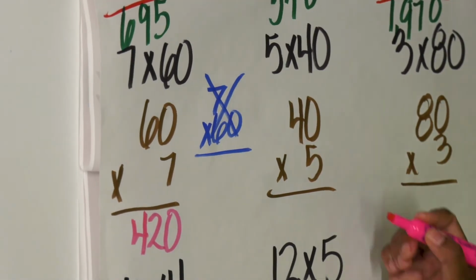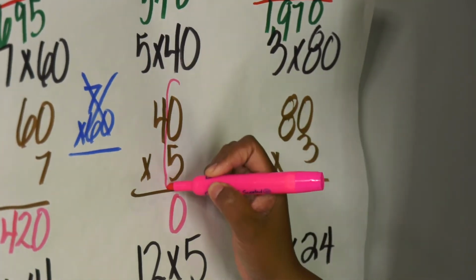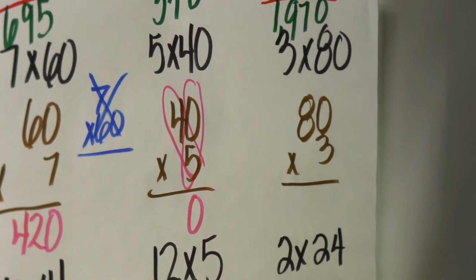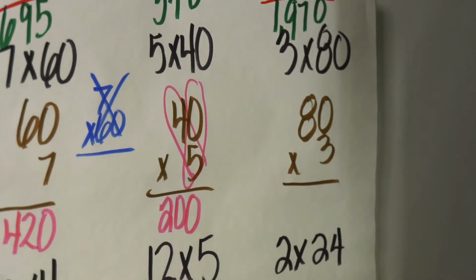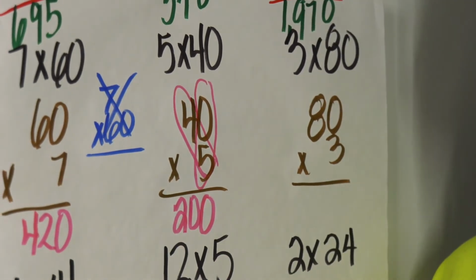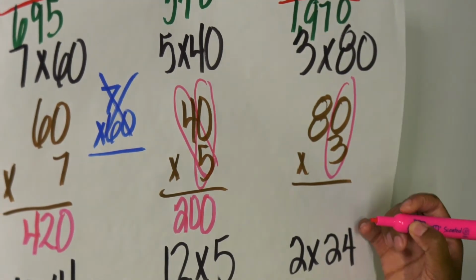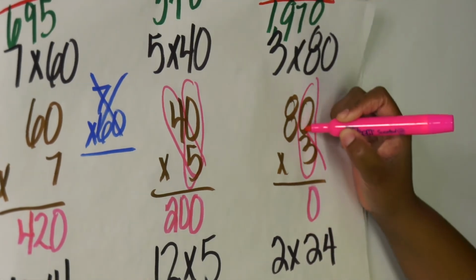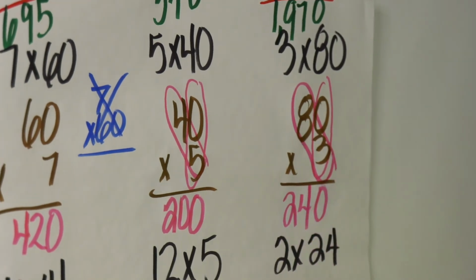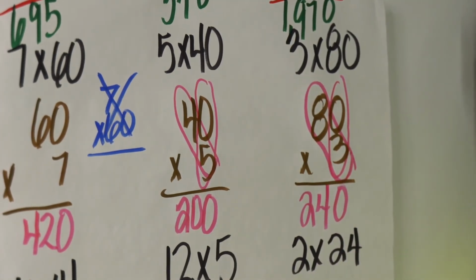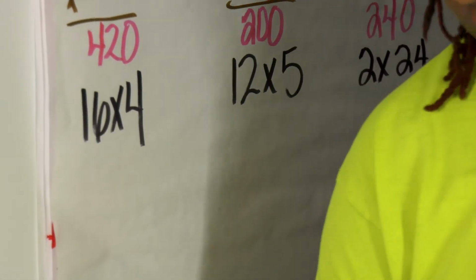So ones place first. 5 times 0, 0. Then ones place, tens place. So it simply goes like this. This is how you multiply. 4 times 5 is 20. Bring all that down, which is 200. Okay, ones place first. 0 times 3, 0. And then 3 times 8 is 24, 240.